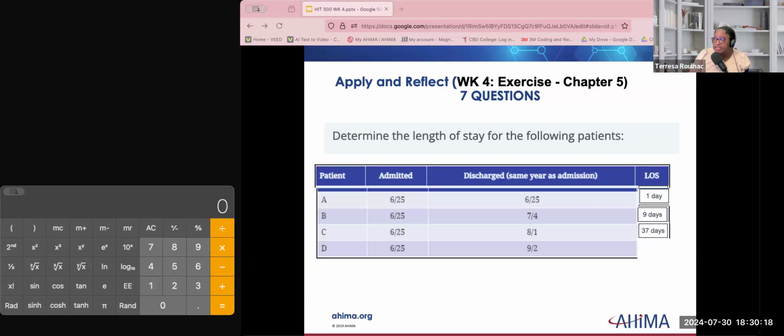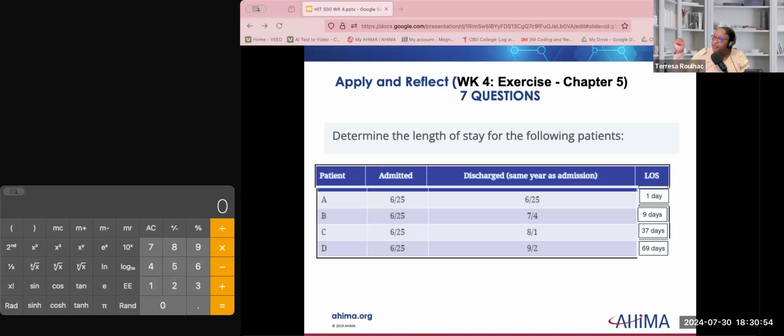So we have 37. So we have 625, which is, so the way I do it, 625 to 725 is what, 30 days? And then from 725 to 81 minus that day of discharge will give us 37. But then again, I use the, oh, okay. That is correct. I had to look. Yes, 69 is correct for the last one. So 625 to 92 is 69.